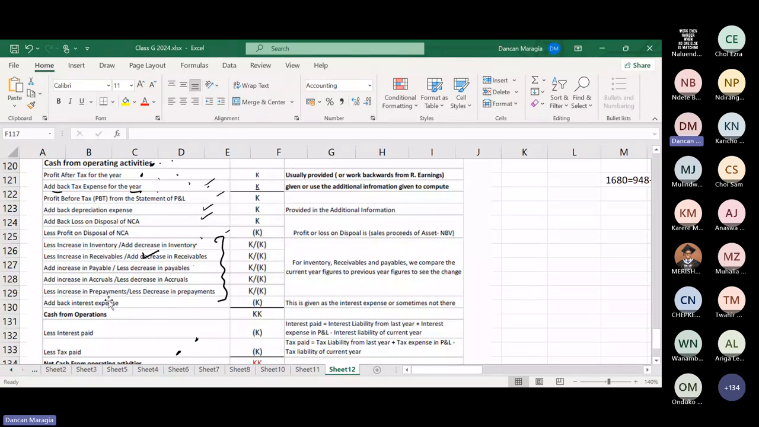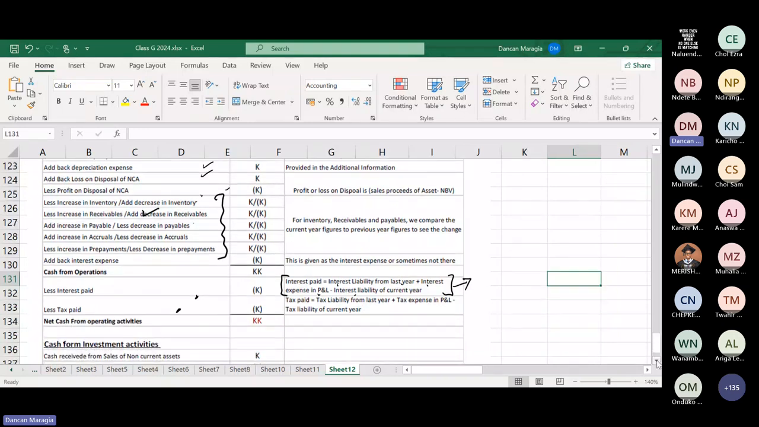Then you are told to add back interest expense. This is given as interest expense or sometimes not there. And when it's not there, you can get it from this interrelationship. If you have interest paid, and you have interest liability from last year, then the interest expense in the P&L is the missing figure, then you less interest liability in the current year. In the next question, probably we'll see some illustrations using this. The same happens for even tax paid if it's not given directly.